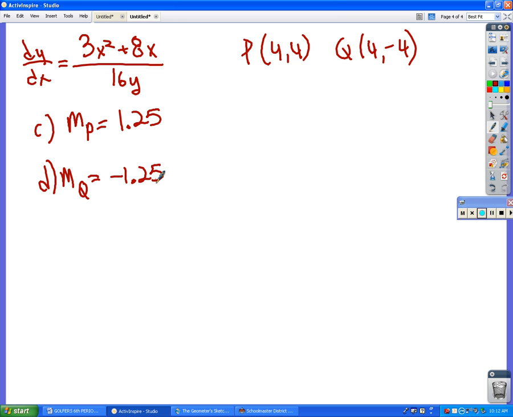All right, E, is there a tangent line to the curve at the point (-4, 0)? Don't even have to plug anything in. Look at the derivative and tell me the answer. No, because if I put 0 in there for y, then it's going to be undefined. So that would be no. F, is there a tangent line at the point (0, 0) of the curve? F, no.